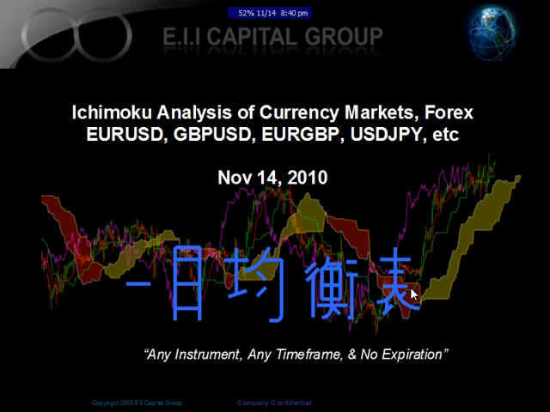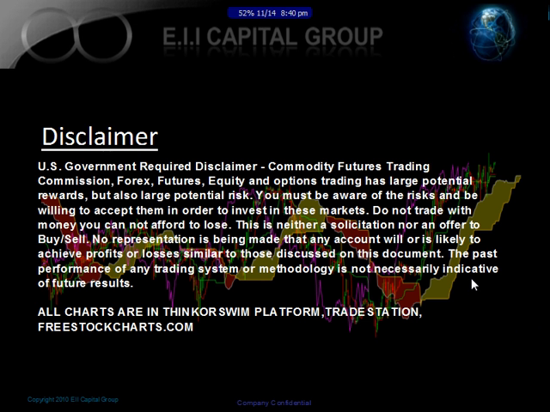This is our weekly Ichimoku analysis for the currency market, where we cover all the major currencies and do get into some of the exotic currencies too. This is our normal procedure. This is for educational use. All charts are either in Thinkorswim, TradeStation, or freestockcharts.com.